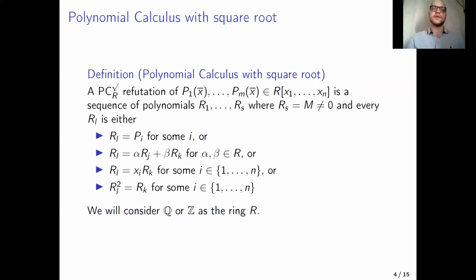Also, we should note that in the original setting, polynomial calculus works over some field. In our work, we are going to consider polynomial calculus with square root working over some ring, such as the rationals or integers. And we also modify the definition, so the constant at the end of our proof can be equal not just to 1, but to any constant from our ring.